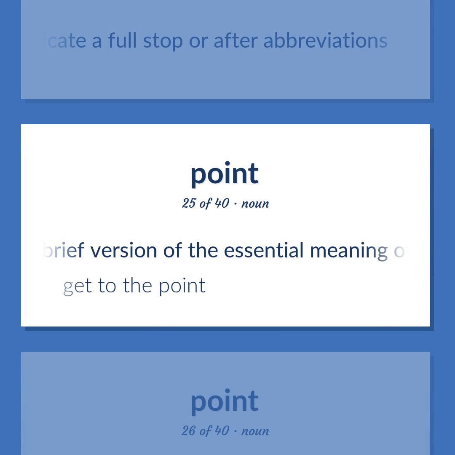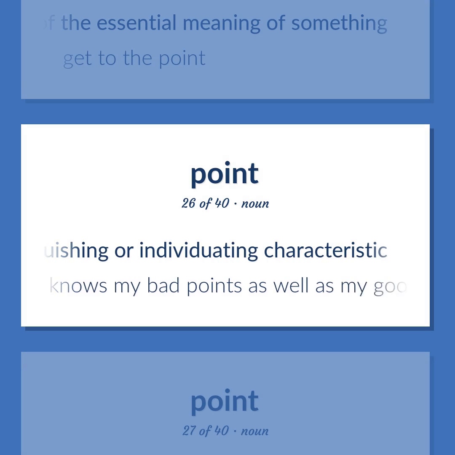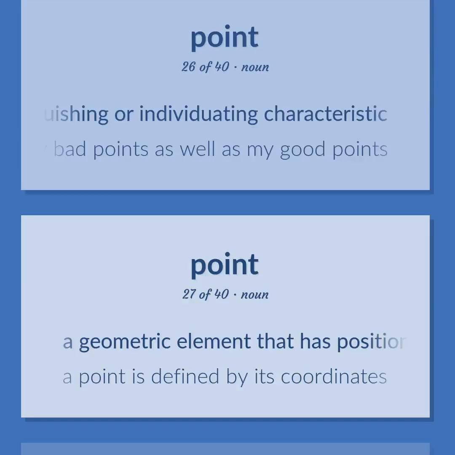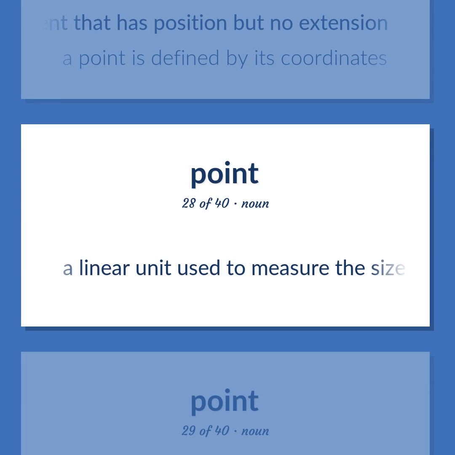A brief version of the essential meaning of something. Get to the point. A distinguishing or individuating characteristic. He knows my bad points as well as my good points. A geometric element that has position but no extension. A point is defined by its coordinates. A linear unit used to measure the size of type, approximately 1/72 inch.